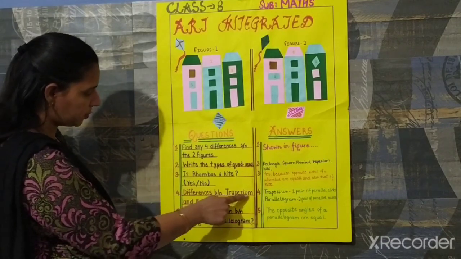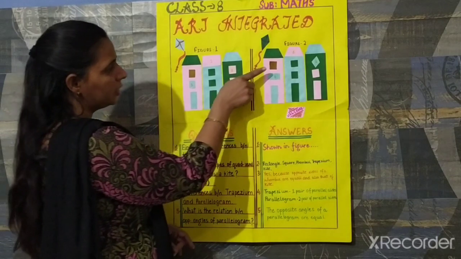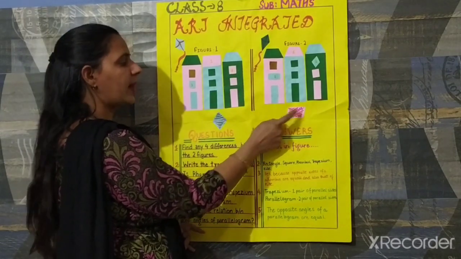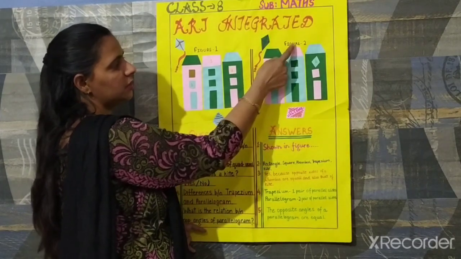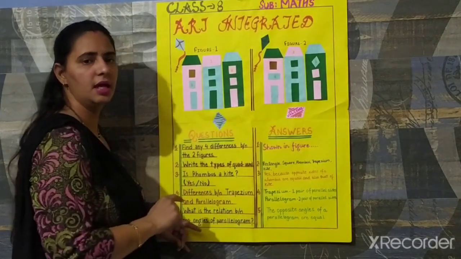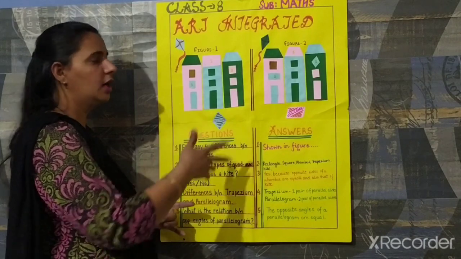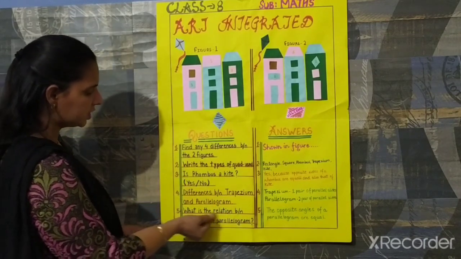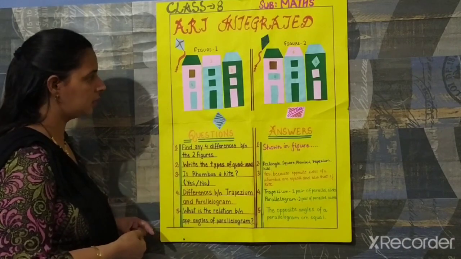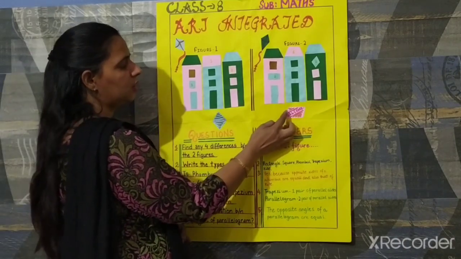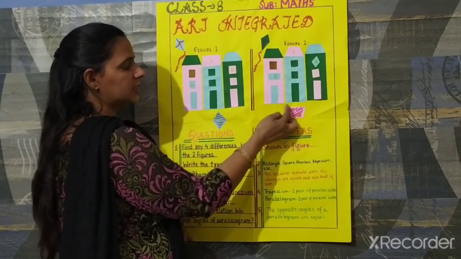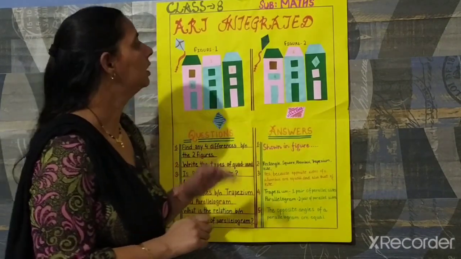Next is the difference between a trapezium and a parallelogram. A parallelogram is a quadrilateral having both pairs of opposite sides parallel and equal. But in a trapezium there is only one pair of opposite sides parallel. When you cut, draw and paste, then you will understand the difference more clearly. Next: what is the relationship between opposite angles of a parallelogram? When you cut this or measure the angles, you will see the opposite angles are equal. Clear? So I have taken this one concept.